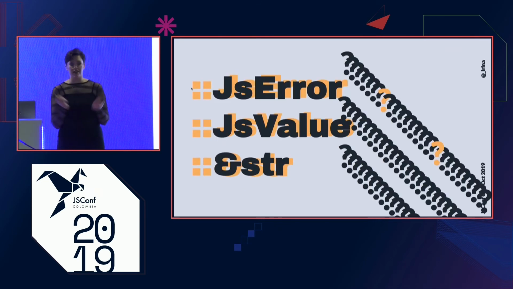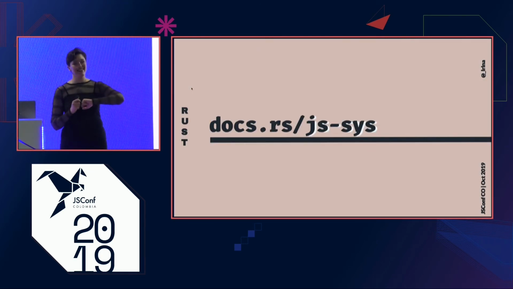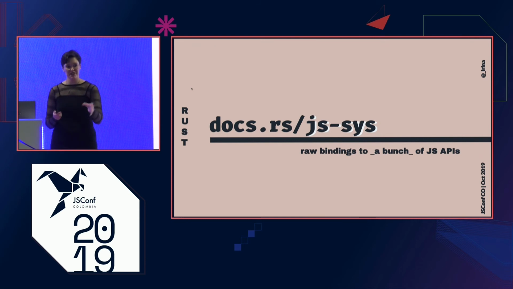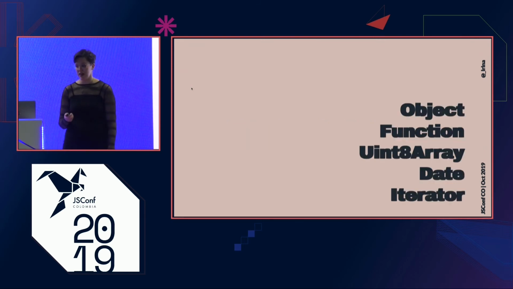But I just said that we can only do these kind of 3 different types. And how do we go from there? Well, there's another crate that helps us distinguish other types that JavaScript supports. And it creates basically a bunch of raw bindings that you can have as JS APIs. And so there's a bunch of different ones, just like the object, the function, uint, array, date, iterators, things like that, available in JavaScript, also available in Rust through this crate.